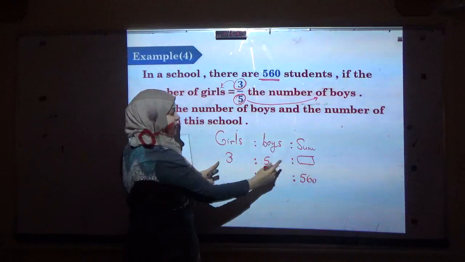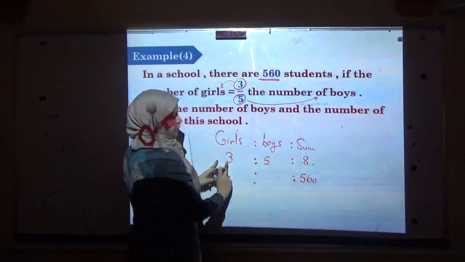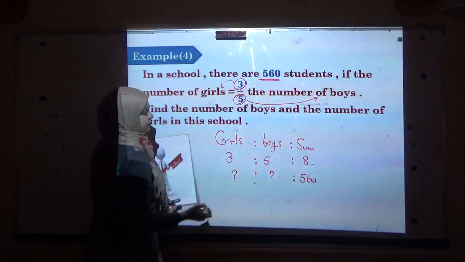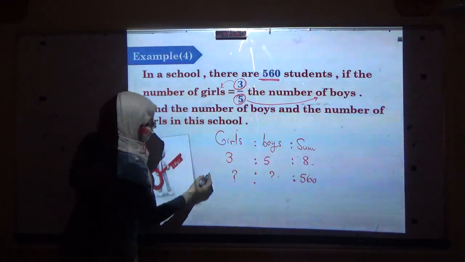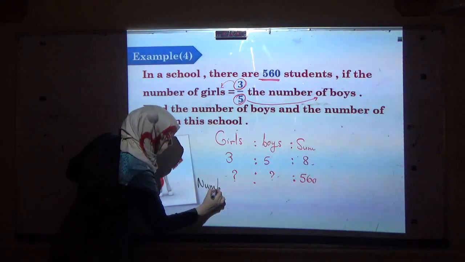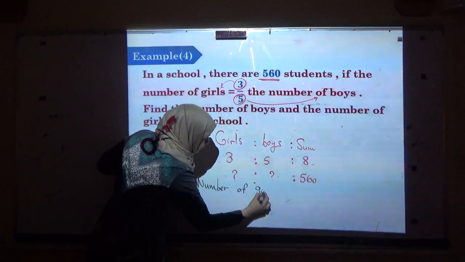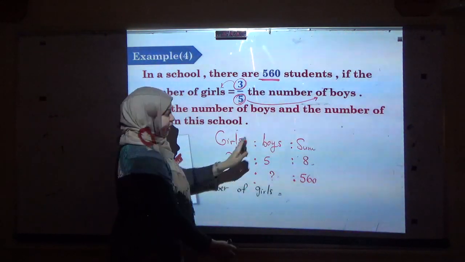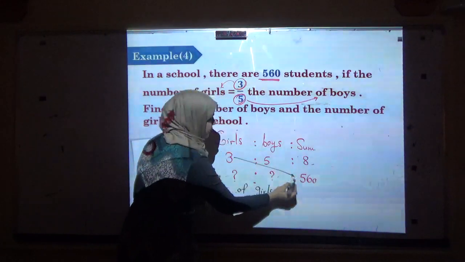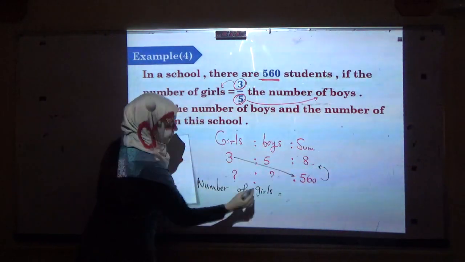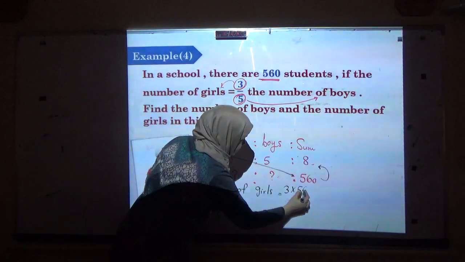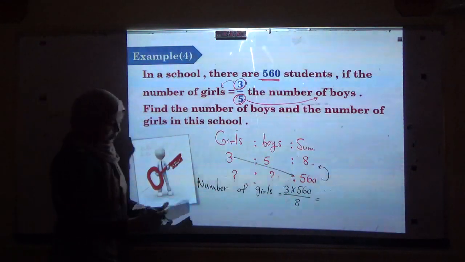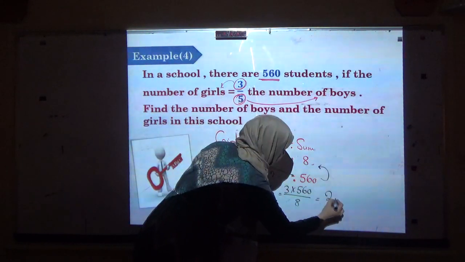Now add 3 plus 5 equals 8. So the sum of the ratio 3 plus 5 equals 8, and the real number 560. Now to find the number of girls, make cross multiplication: 3 multiply 560, ignore this ratio, 3 multiply 560, divide 8, equals 210 girls.